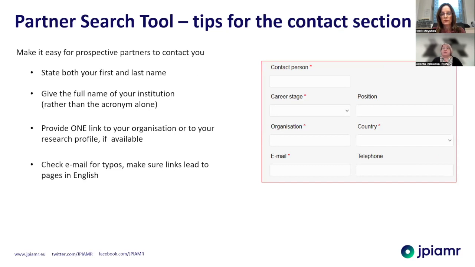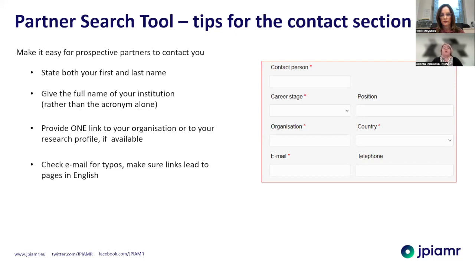The contact section of the partner search tool is pretty self-explanatory. What's important is to make the information here easy for prospective partners to contact you. So it's always better to state both your first and last name. If you're registering as a company, it's better to give the full name of your institution, because your acronym may be well known in your own country, but the tool is used globally. So it's always easier to find you.